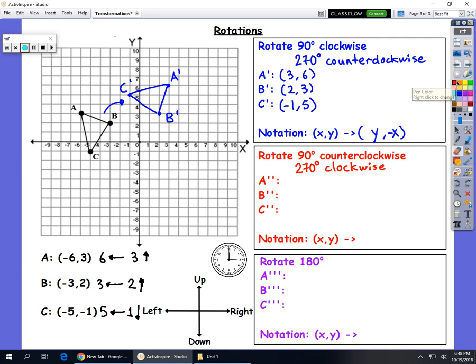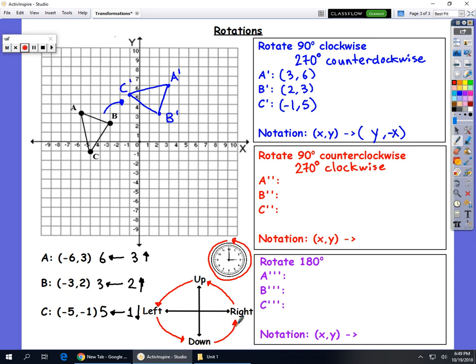So we're going counterclockwise this time. We're going against the clock. So this way. If I'm going counterclockwise this way, what happens? Right will now be up. Up will now be left. Left will now be down. Down will now be right.